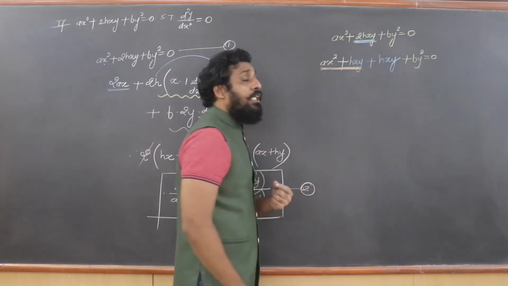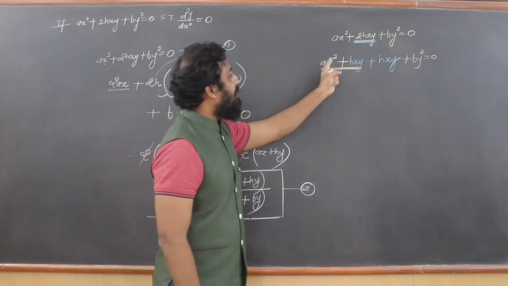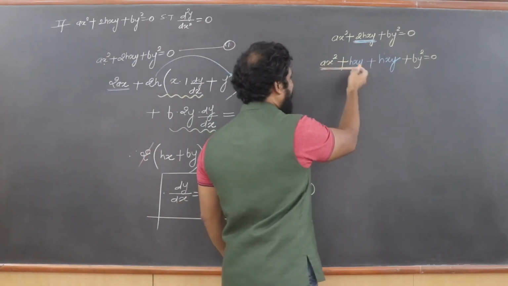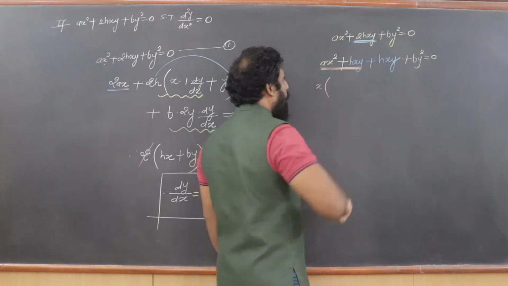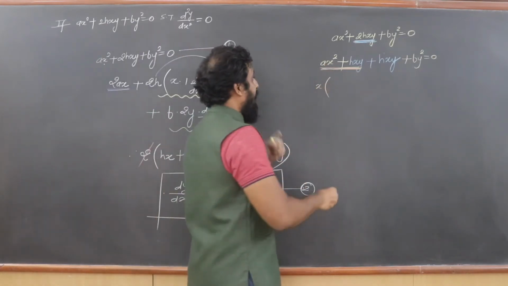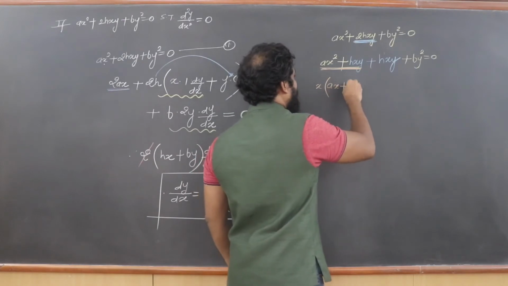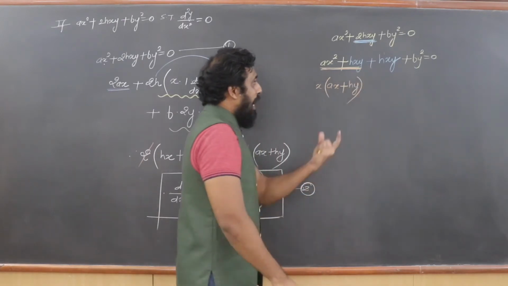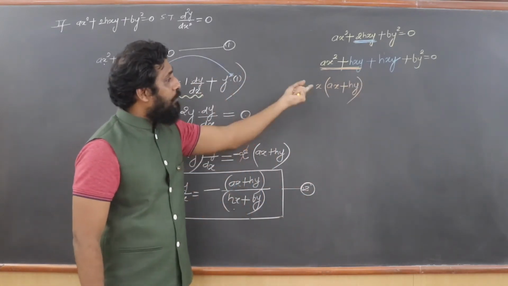Can you see something common from the first and the second term? There is x common, obviously, isn't it? From the first and the second term you can take out x common. So I've taken out x common, and you get ax plus hy.